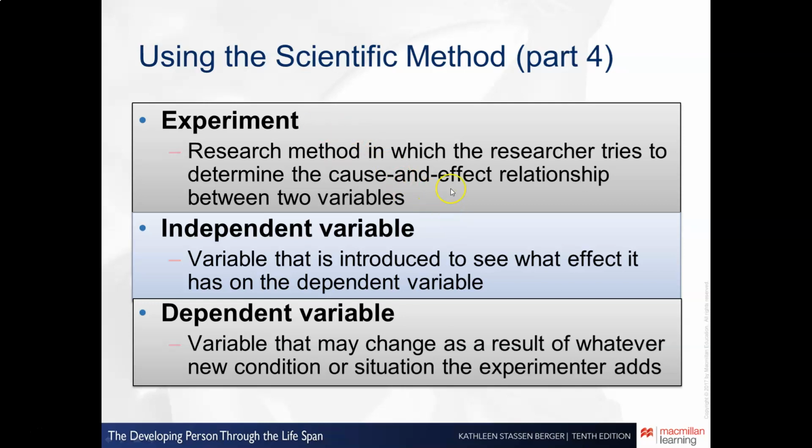Now, I did mention that there are two types of variables. There's the one that causes a change in another variable. So the one that causes the change, the effect it has, that is called the independent variable. So that's the one that actually will elicit a certain effect on the dependent variable. Then the dependent variable, that's the one that may change as a result of whatever the experimenter or the scientist does to the independent variable.